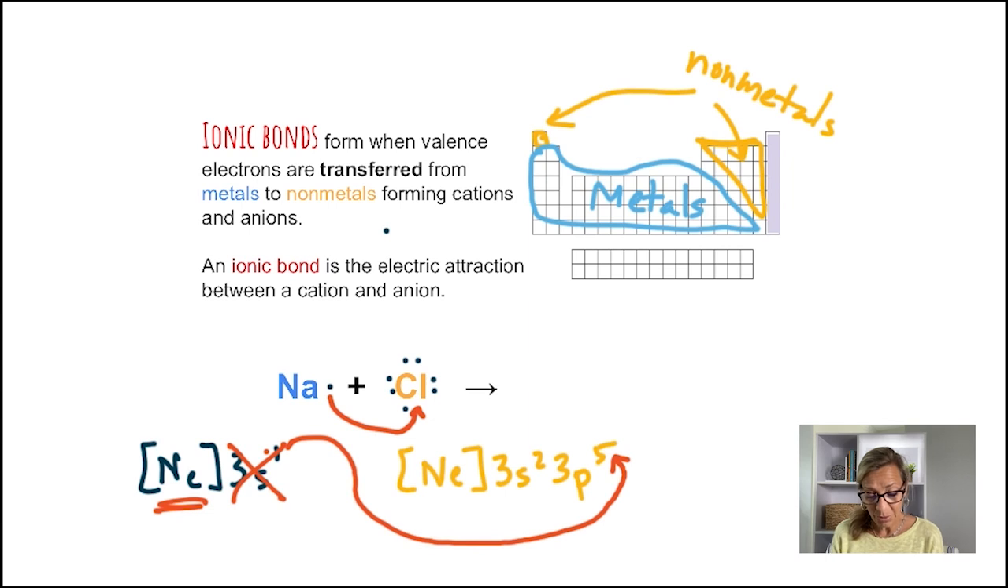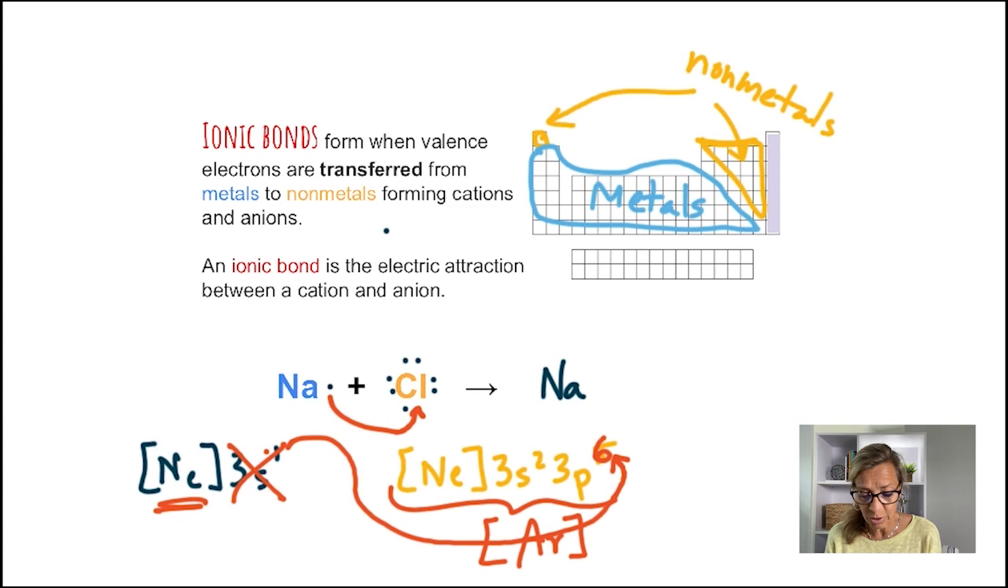Now, when chlorine gains that electron, what happens? Instead of 5 electrons in the p orbitals, now I have 6. And guess what that looks like? The electron configuration for argon. So he looks like a noble gas. So let me draw this.